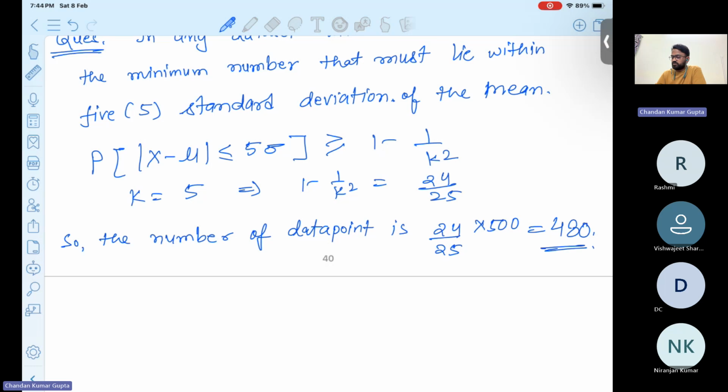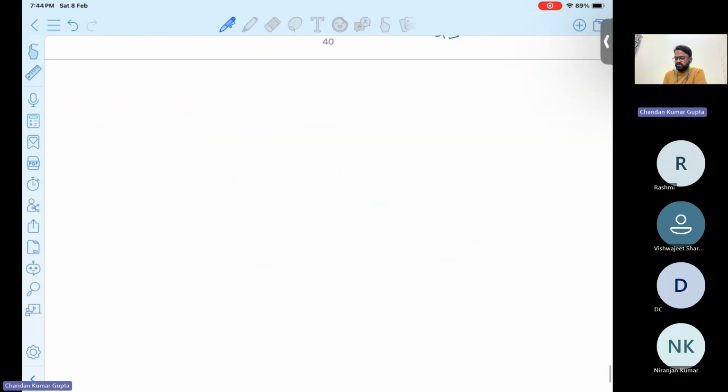Maybe you people have heard about the 6 sigma limit also, in which, suppose we have millions of data, very few data lie outside the 6 sigma limit. So this is how we solve the question related to Chebyshev's inequality.